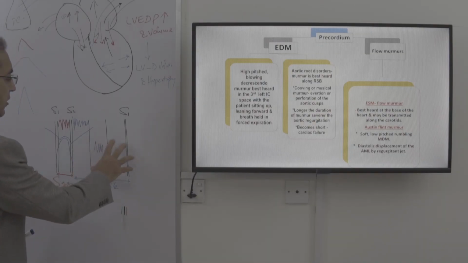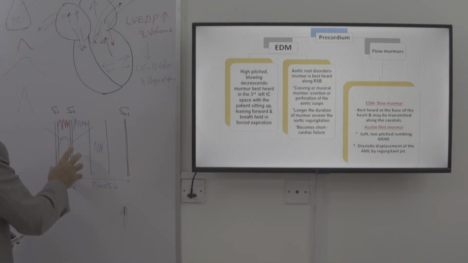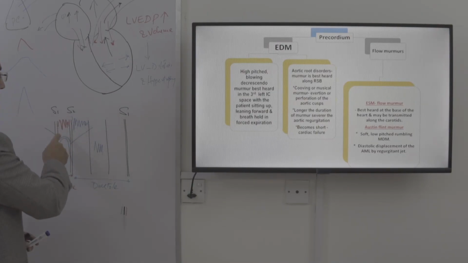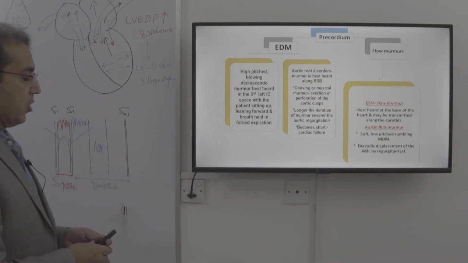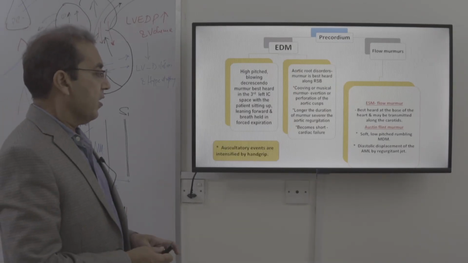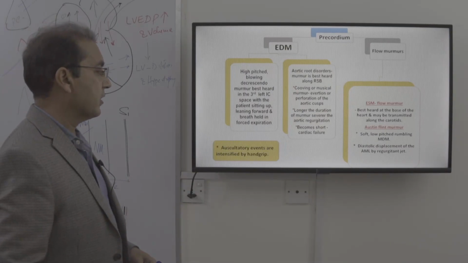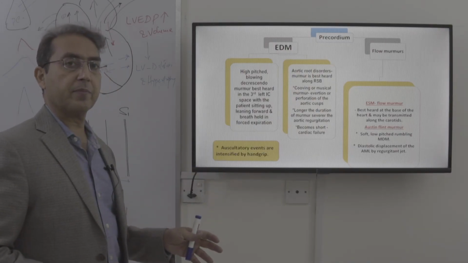And when this phase goes on, the systole comes in, there is a large amount of blood present in the left ventricle which is forced upward that can result in a systolic murmur. So these are the different types of murmurs a patient can have during systole and during diastole in patients who have aortic regurgitation. You see, all the auscultatory events are intensified by the hand grip.